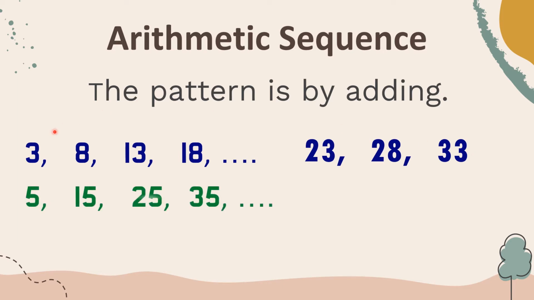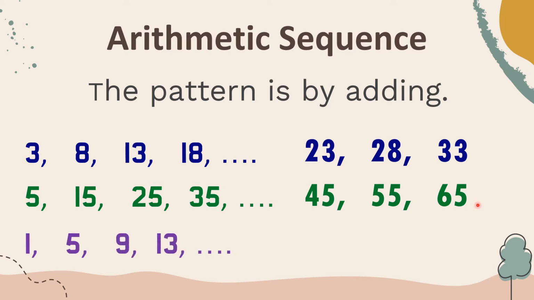Second, our given is 5, 15, 25, and 35. To make it 15, we need to add 10. So 5 plus 10, 15. To make it 25, 15 plus 10, that is 25. To make it 35, 25 plus 10, that is 35. So the pattern is adding. So it means the next three terms after 35, that is 45, plus 10, 55, plus 10, 65.